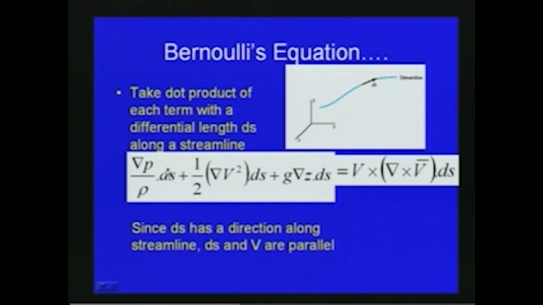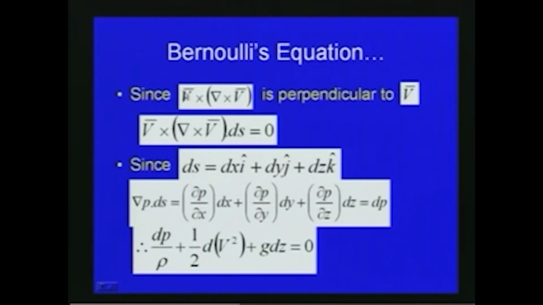So that way the equation becomes (∇p/ρ)·ds + ½ ∇v²·ds + g∇z·ds = v × (∇ × v)·ds. Now this ds has a direction along the streamline. Here the direction is shown, and ds and v are parallel. Since the streamlines are derived like that, v × (∇ × v) is perpendicular to v, so we can write v × (∇ × v)·ds = 0.